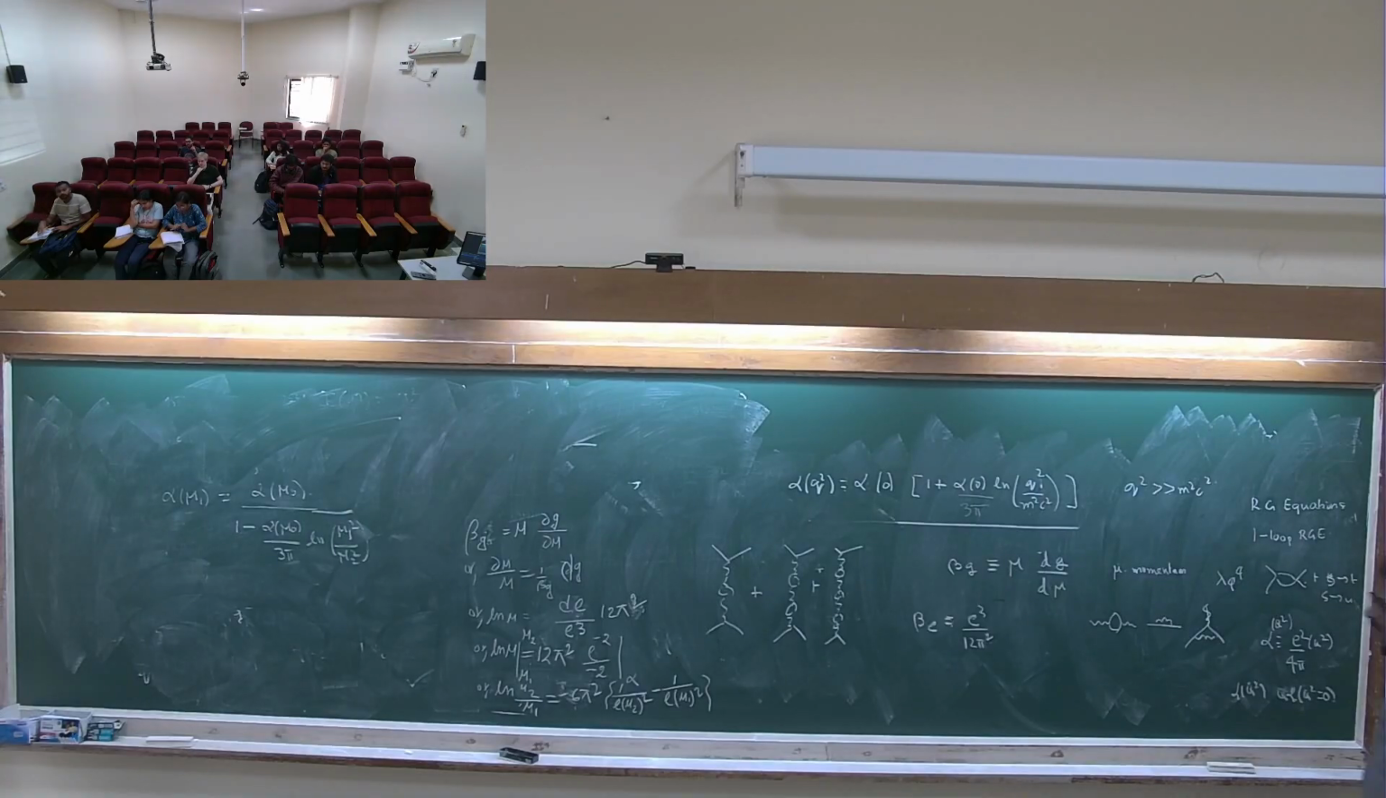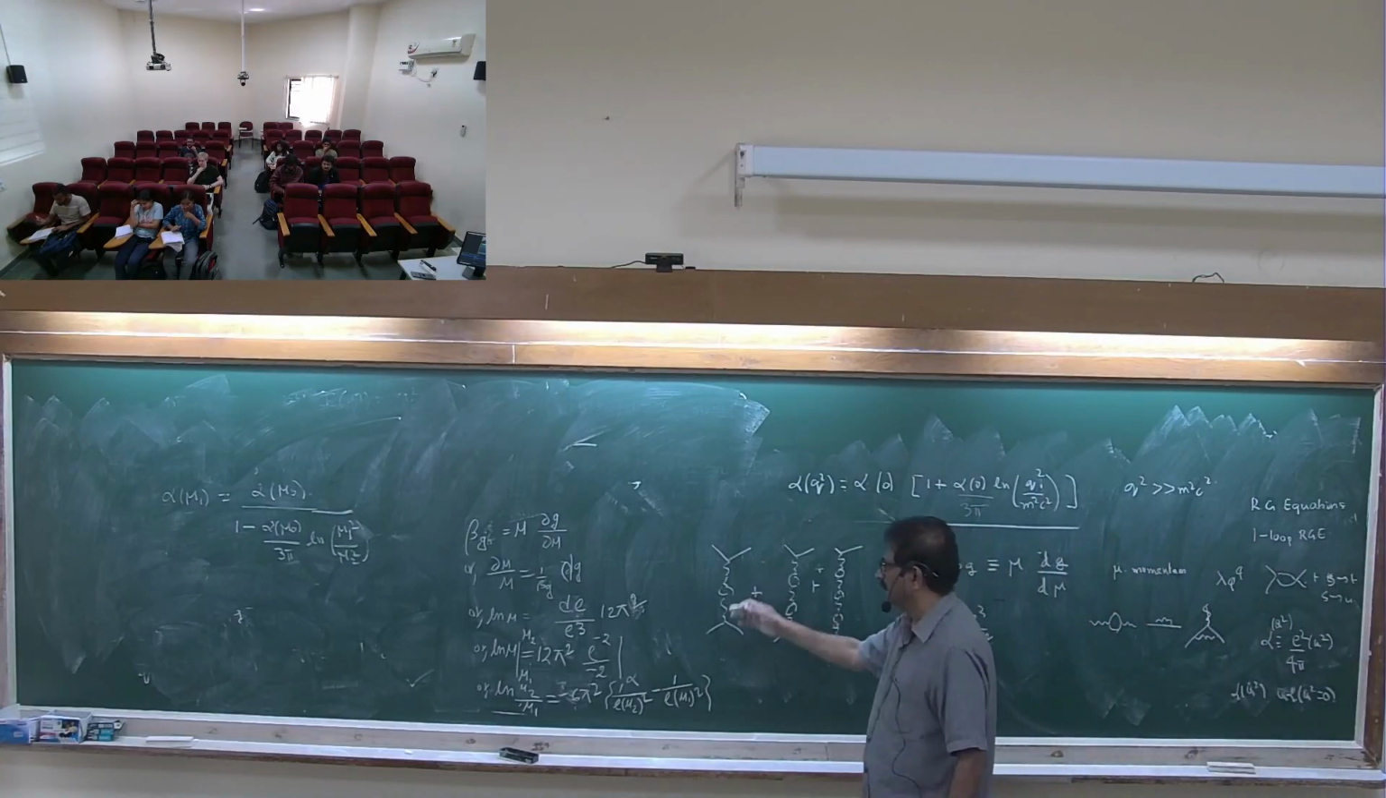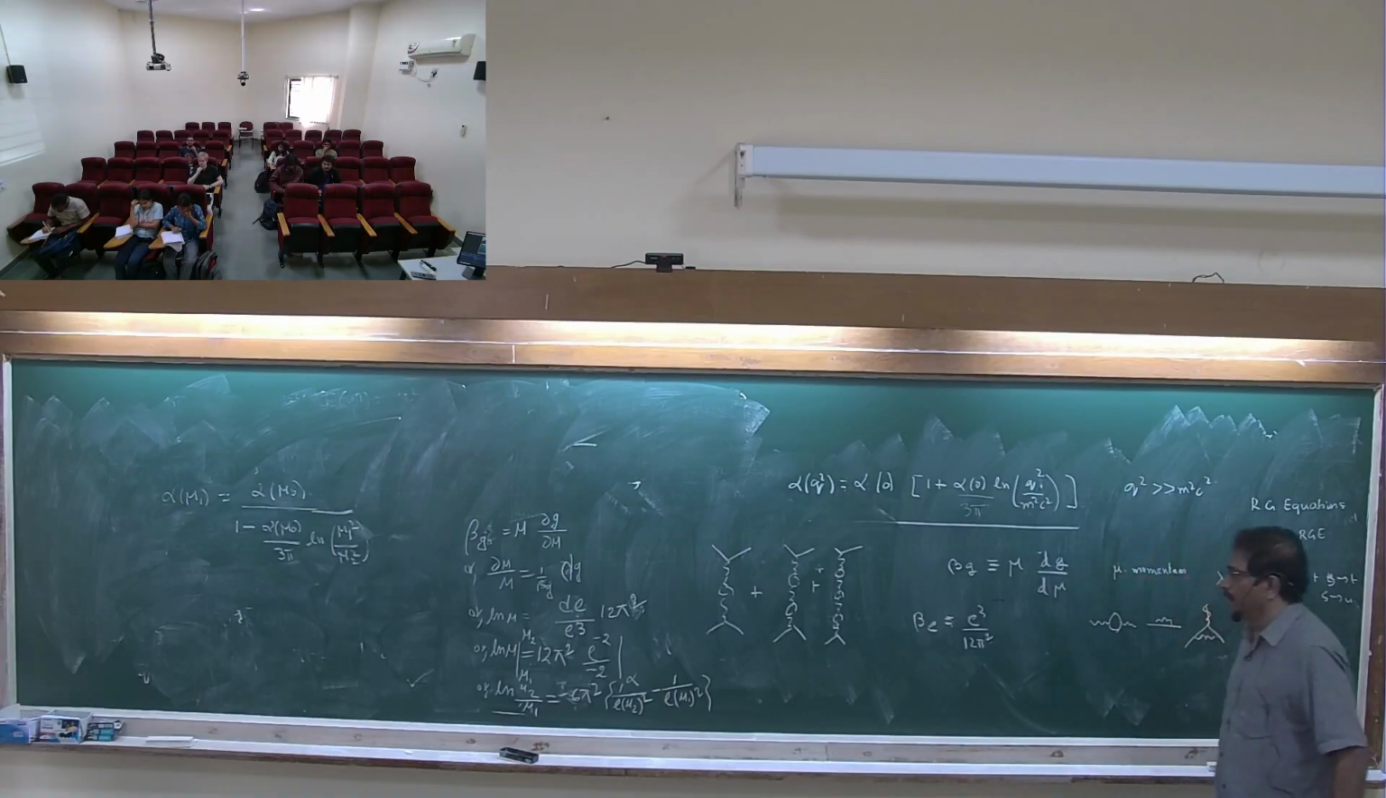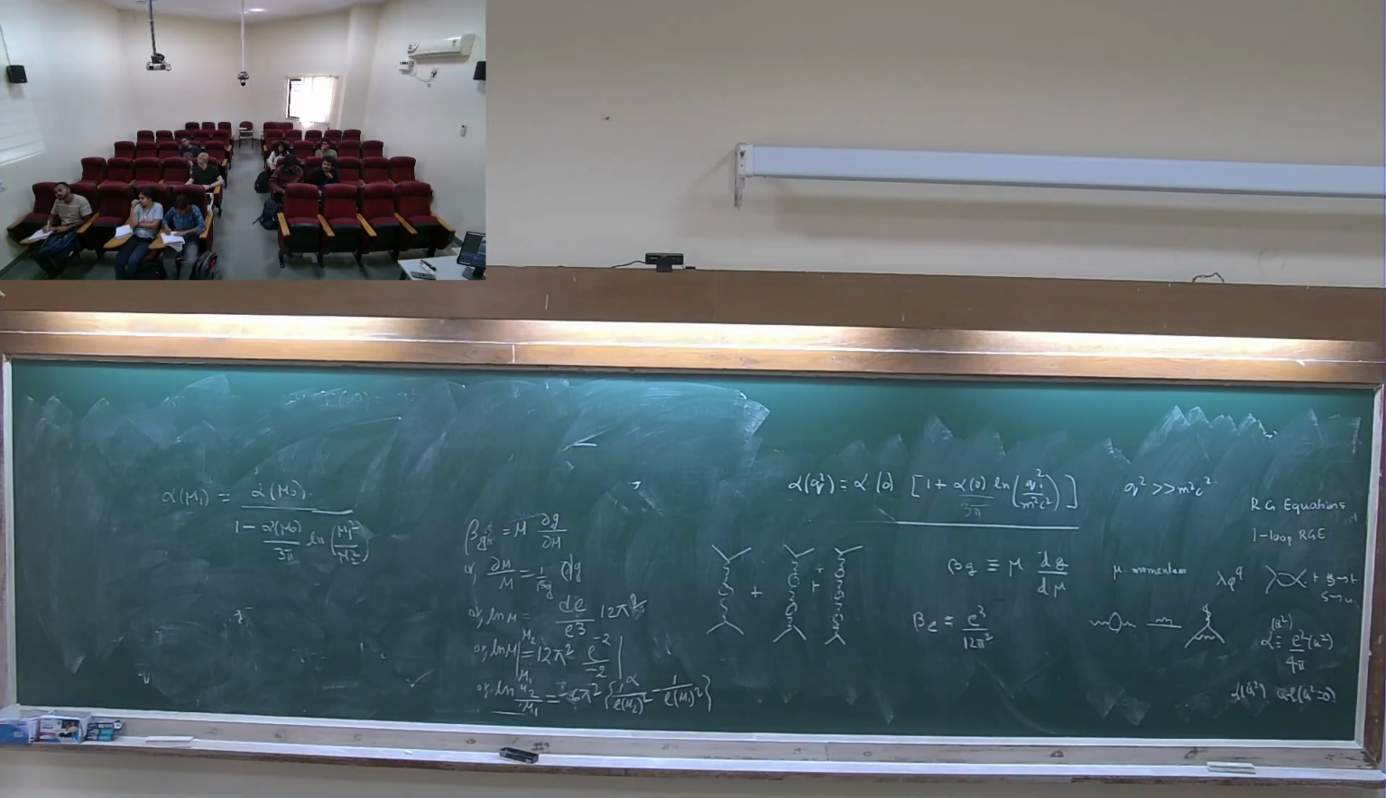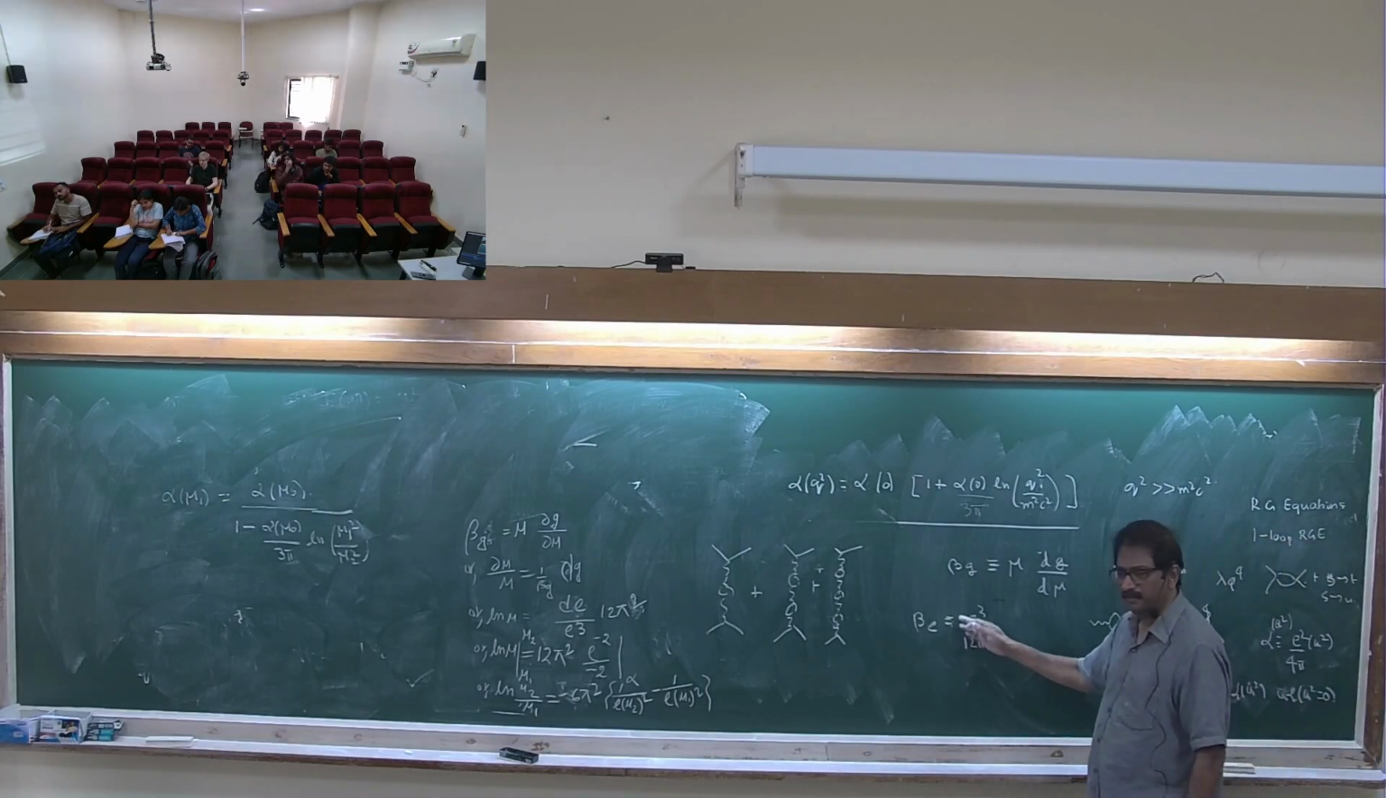Is this the only kind of screening that is possible, or something else can happen? This is the kind of screening that happens in a theory like QED, which is an abelian gauge theory, where this beta function happens to be positive.